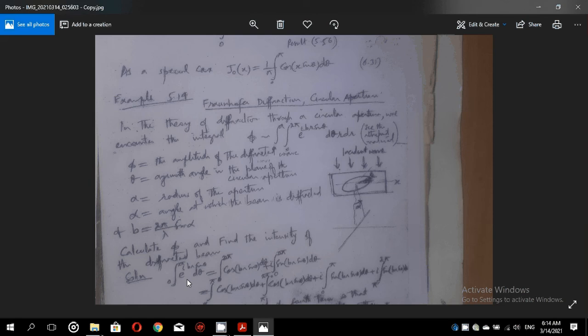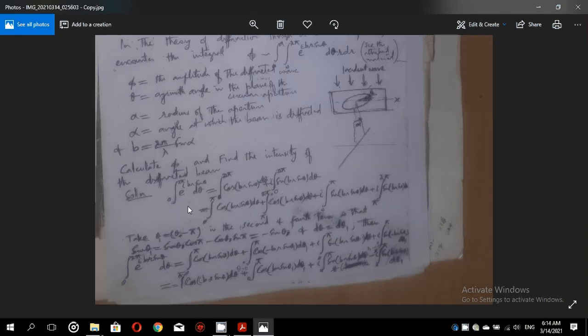So we can write this integral as shown here. E to the power i b r sine theta is equal to cos of b r sine theta d theta plus i sine of b r sine theta d theta, and this integral is split into two parts. First part from 0 to pi, and the second part from pi to 2 pi. Similarly, this integral is also split from 0 to pi and from pi to 2 pi.